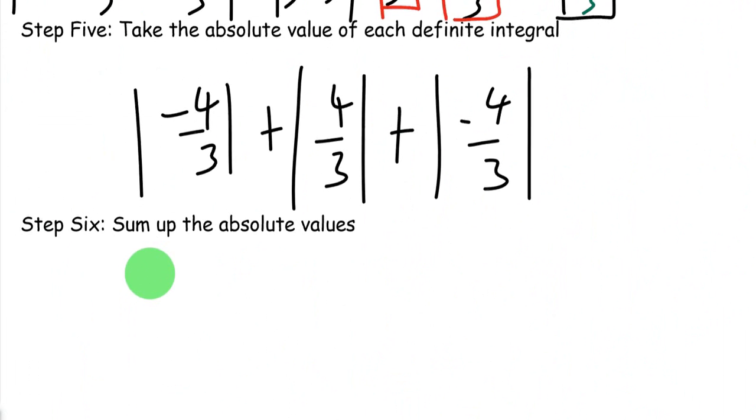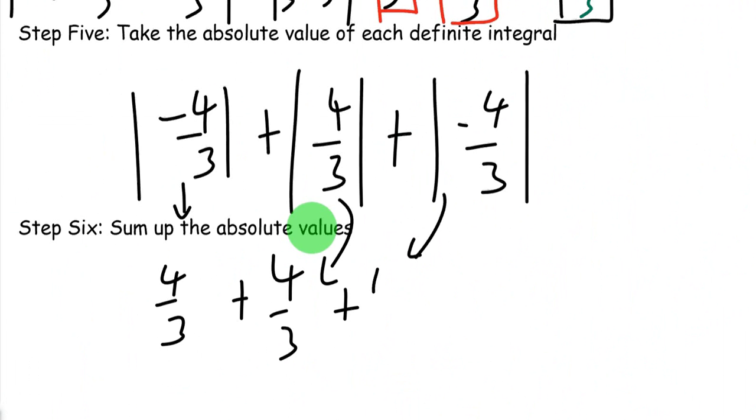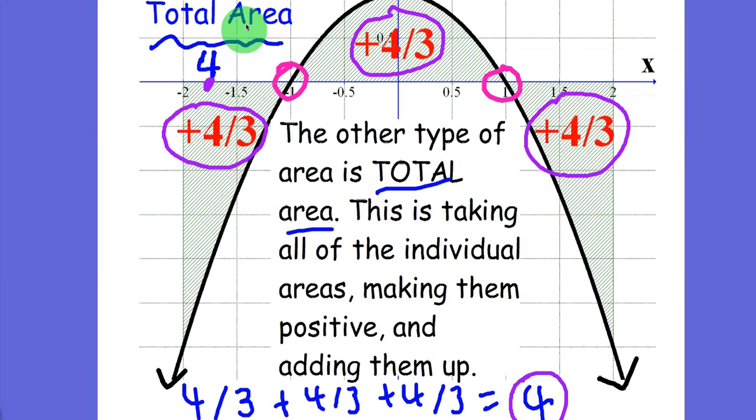Okay? And then step 6 is just going to sum up those absolute values. So the first one's going to be positive 4/3. The next one, whoops, doesn't need to be the absolute value anymore, the second one's going to be positive 4/3. And the third one's going to be positive 4/3. And if you do 3 times 4/3, you actually just get 4 back. And that will give you the total area between the curve of 1 minus x squared and the x-axis from -2 to 2.